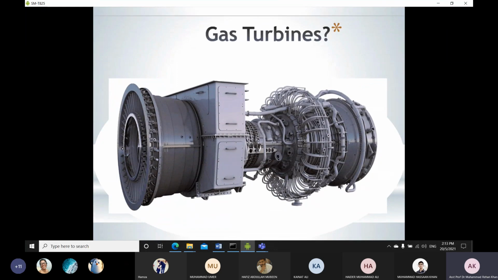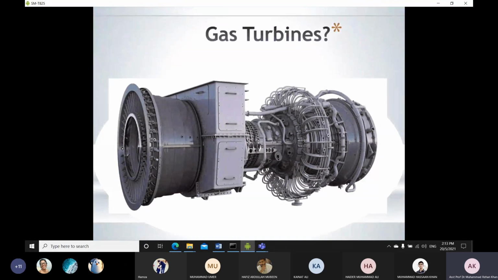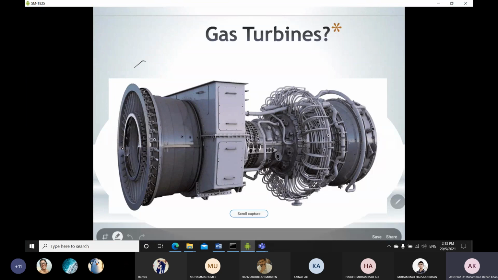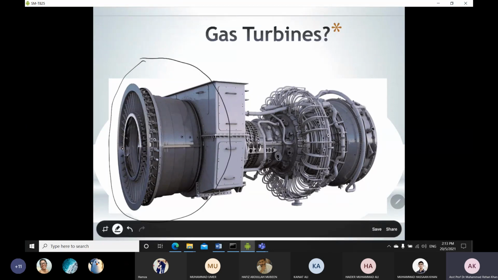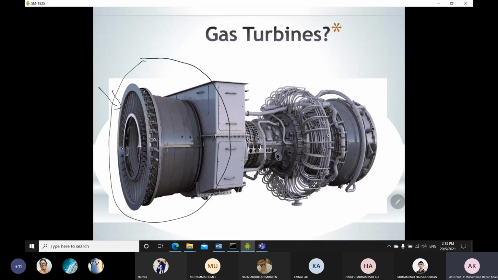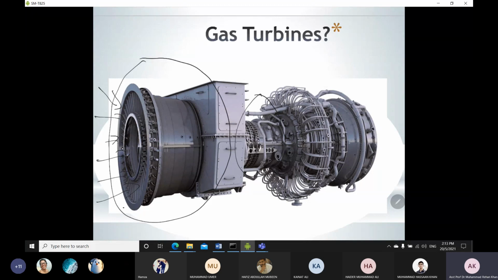This is how gas turbines look. In this case, a gas turbine has three major components. This one is your compressor part. The main purpose of the compressor is to intake some air from the atmosphere. It will increase the pressure inside the compressor, and you already know that whenever there is a compression process, the temperature will increase. So it means we get a high temperature at this section.